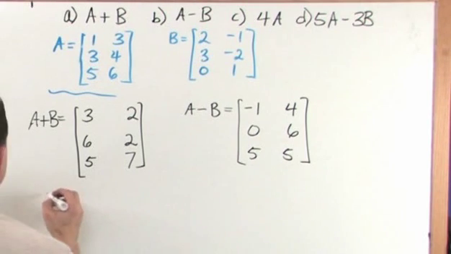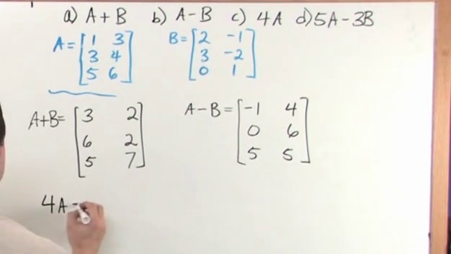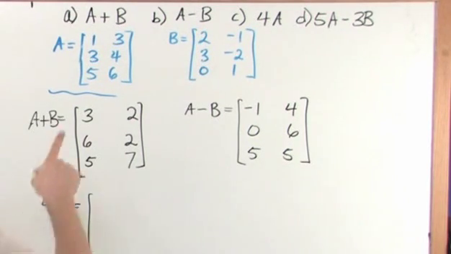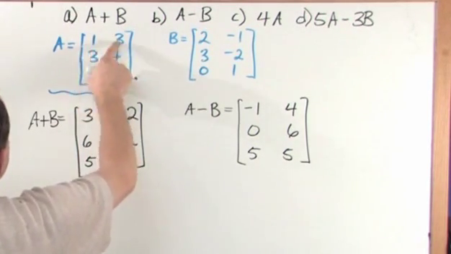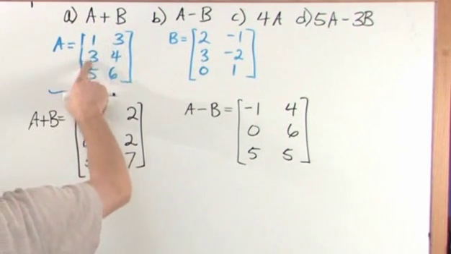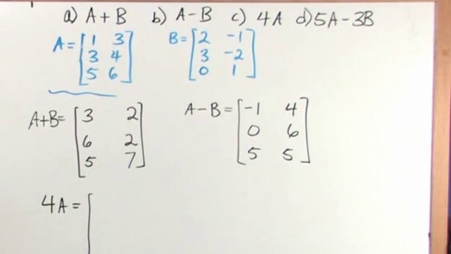So the next thing we want to find is the number 4 times the matrix A. Okay, positive 4 times the matrix A. And if you look up here, element by element, you're going to be taking this matrix and multiplying the number 4 by every single element.